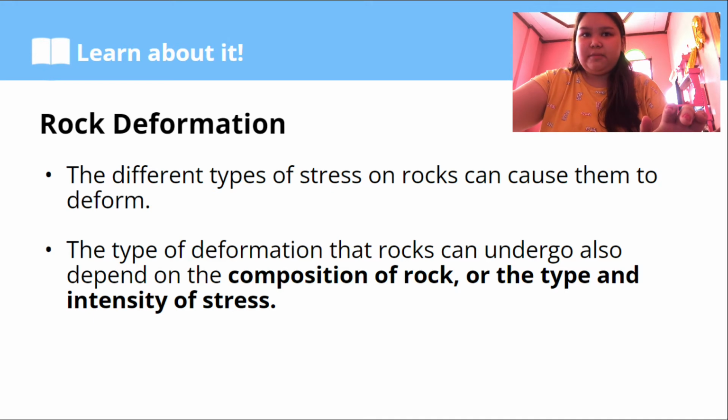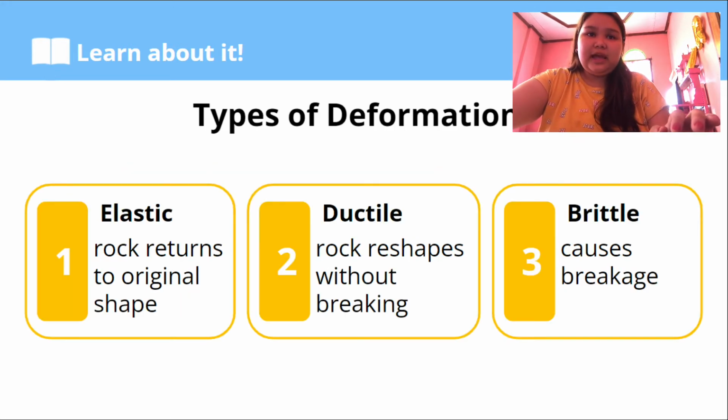So, rock deformation. The different types of stress on rocks can cause them to deform. The type of deformation that rocks can undergo also depends on the composition of the rock or the type and intensity of stress. So, there are three types of deformation: elastic, ductile, and brittle.